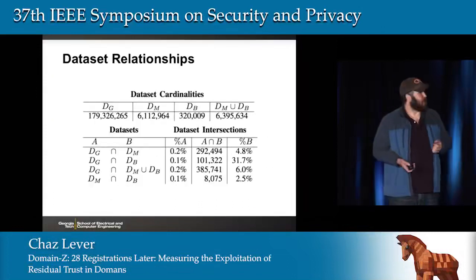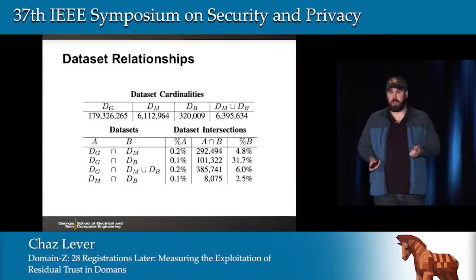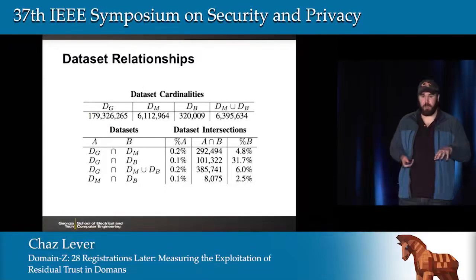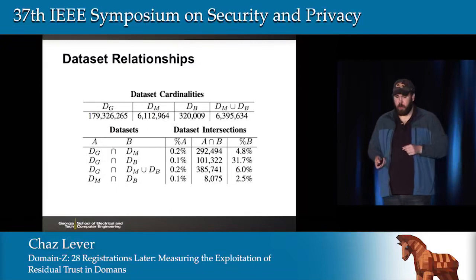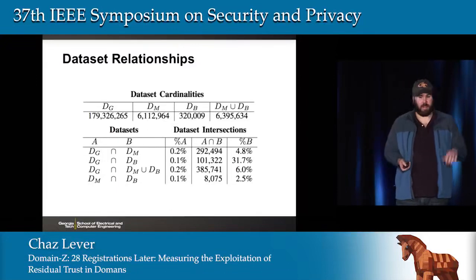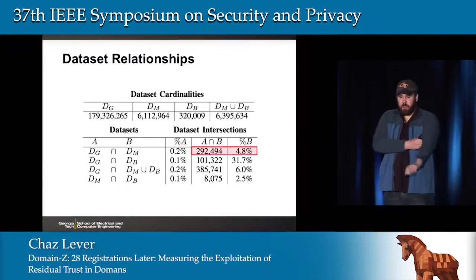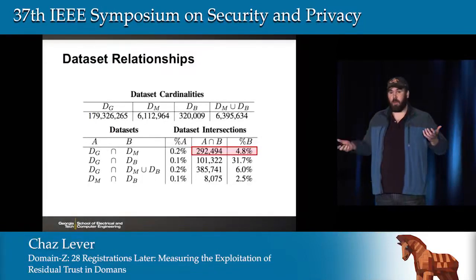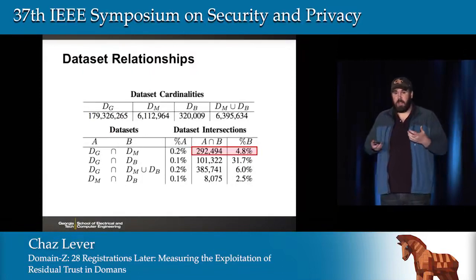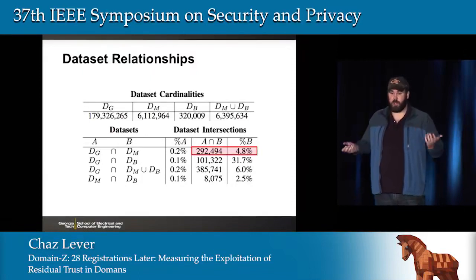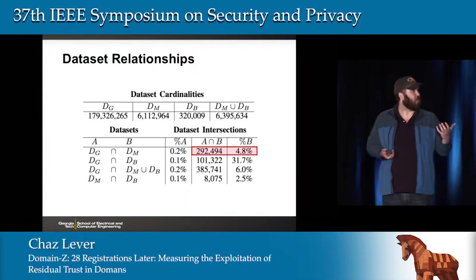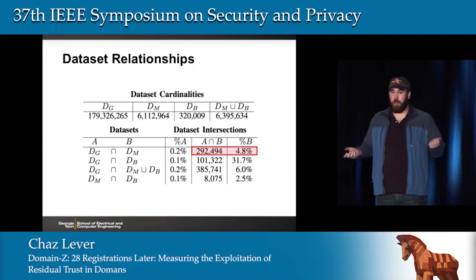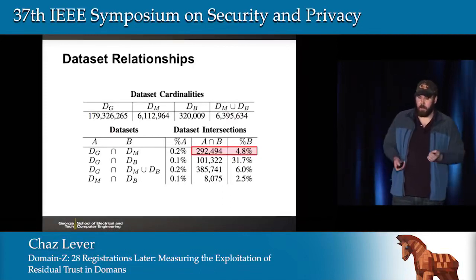So this is the table that shows the relationship between these different data sets. And we discussed these relationships more in the paper, so I'm not going to go into all the details of this table. But what I do want to call attention to is a couple of different numbers in this table. The first is the intersection between the expired domains and the malware domains. So these are domains that could likely be considered candidates for residual trust abuse. And we saw that there were about 300,000 of these domains in our data set here. And this was about 5% of all malware domains that were expired at some point in time.